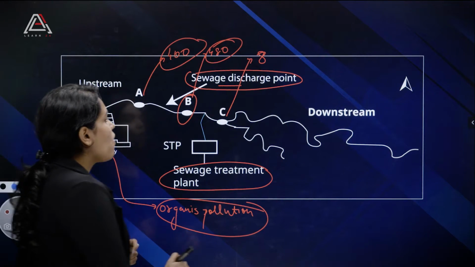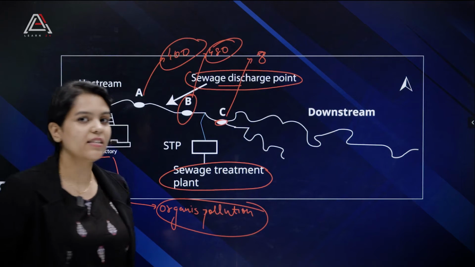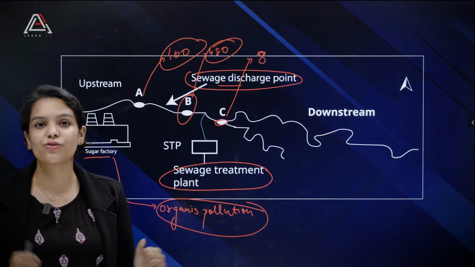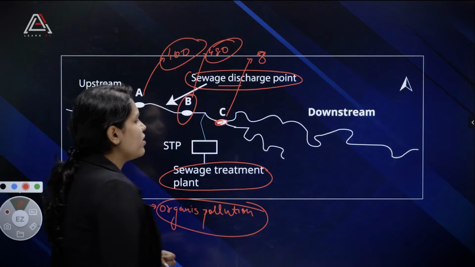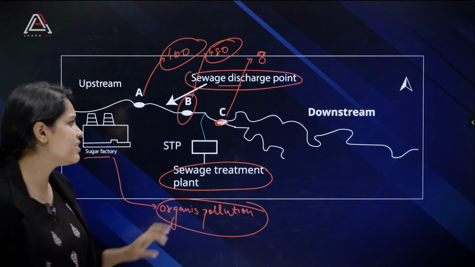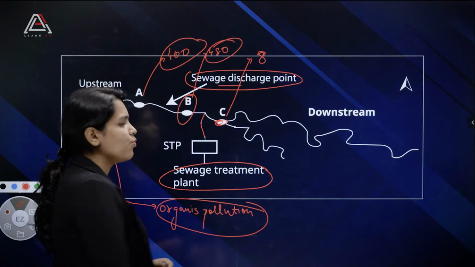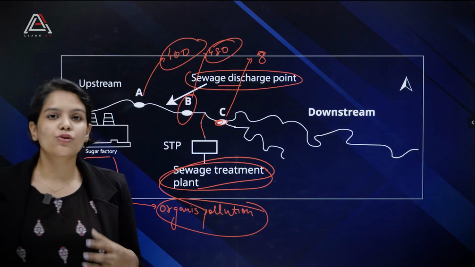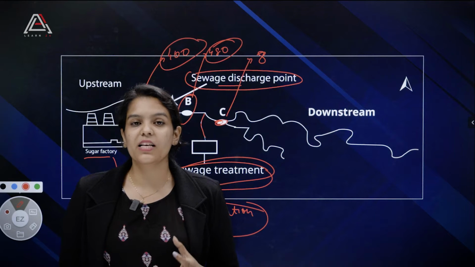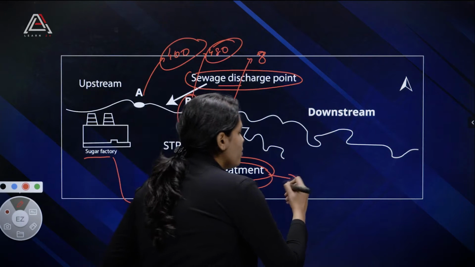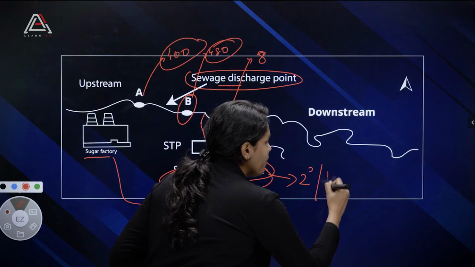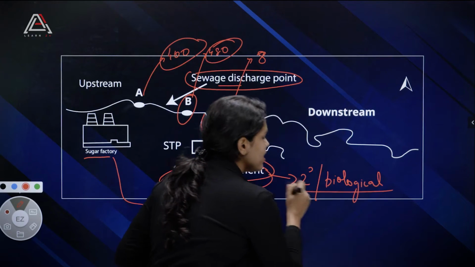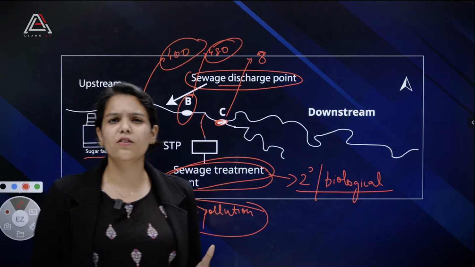Okay, moving on to C, that is the second part of the question, why at point C the BOD level is reduced. All right, so at point C you can see before reaching the point C the water is undergoing sewage treatment. Okay, so what happens in the sewage treatment plant? Basically it will undergo secondary or biological treatment. Okay, so we have studied about this. So what happens in biological treatment?